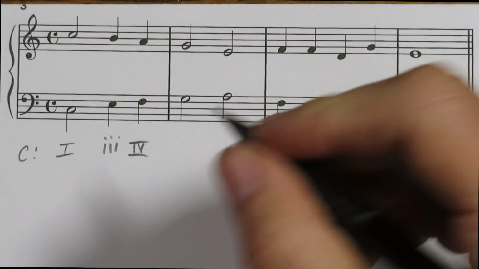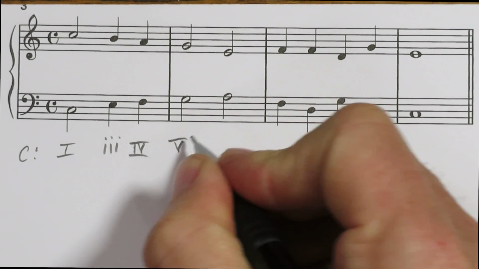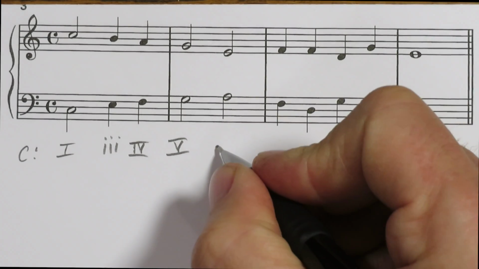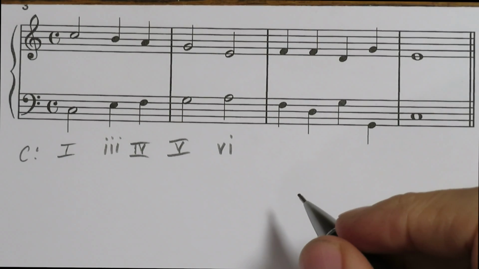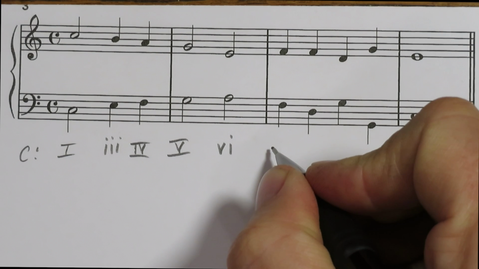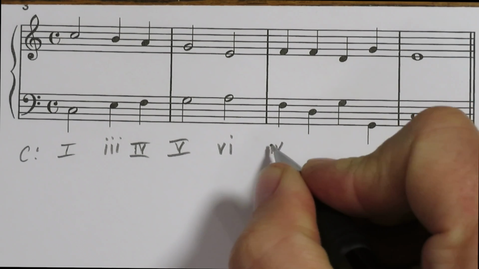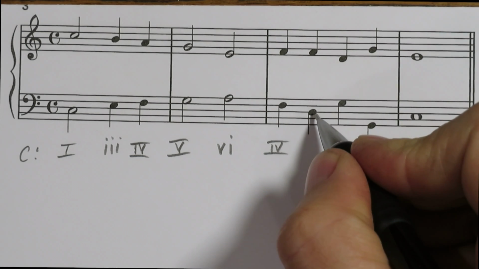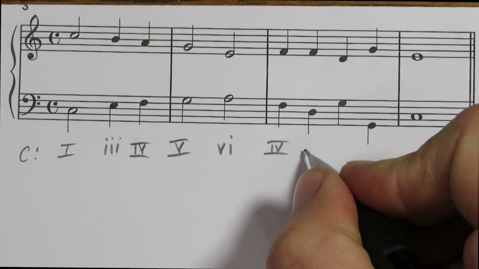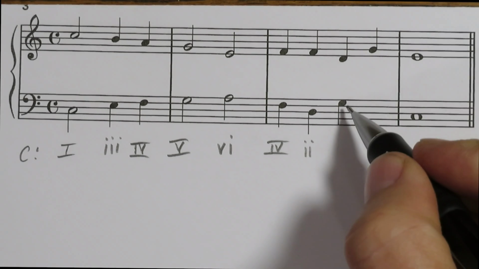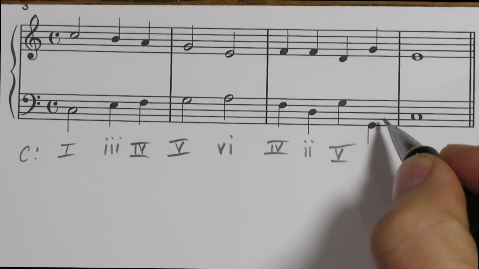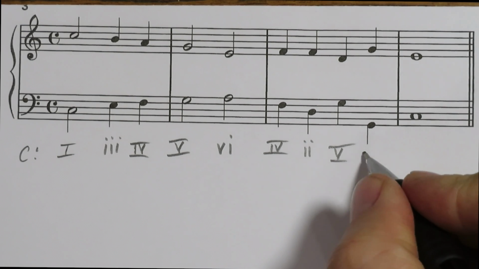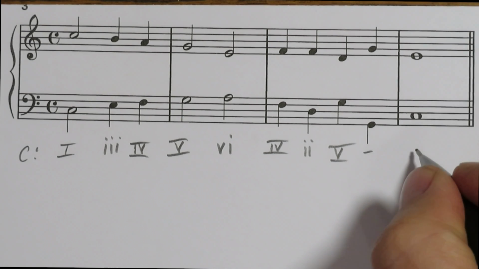2 G's. We have 5 chord. And then the A would be minor 6. And this could be F major. So back to the 4 chord. And here's a D and an F, D minor. There's a 2, a G and a D. So it'd be 5. And 2 G's. Still 5. And back to the 1 with the C.